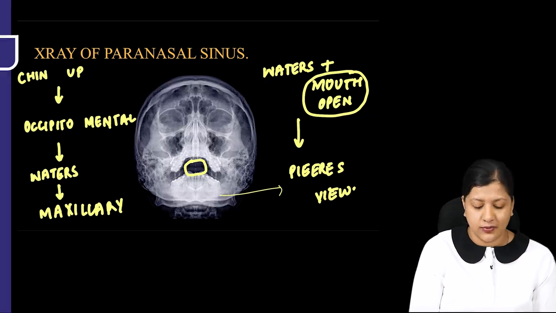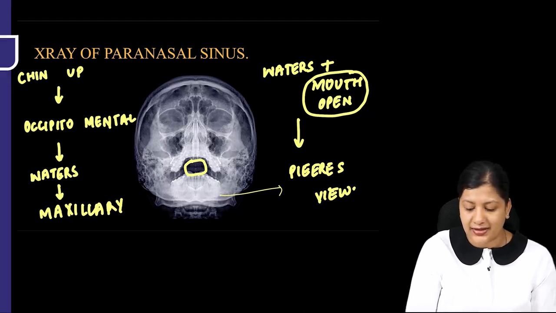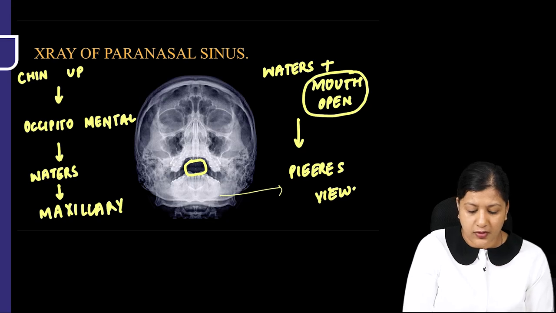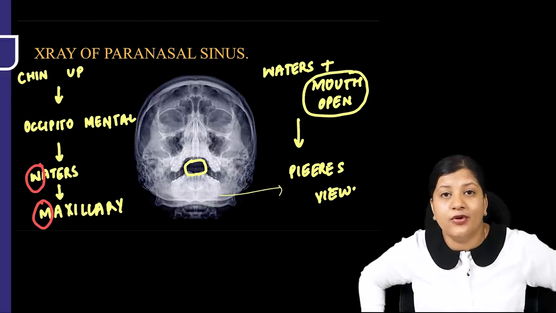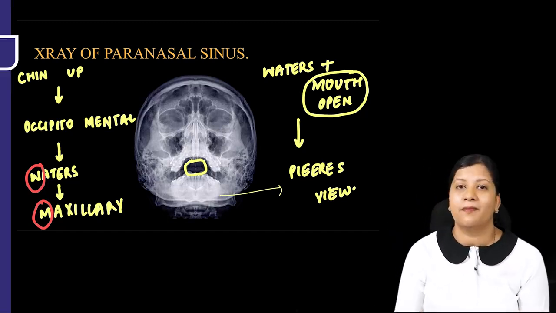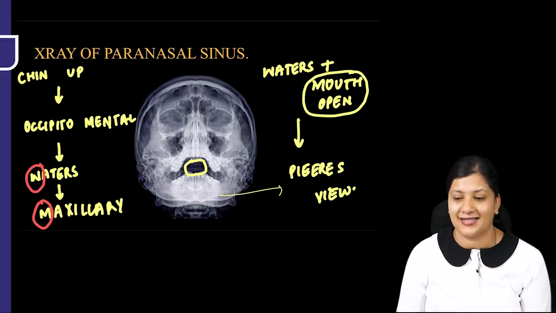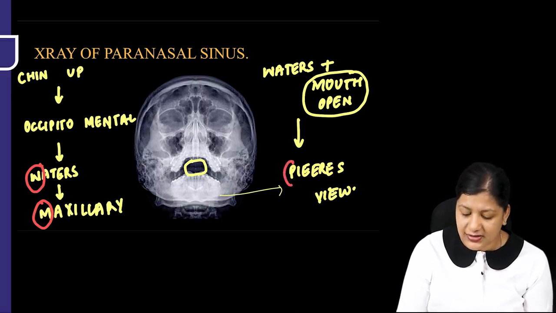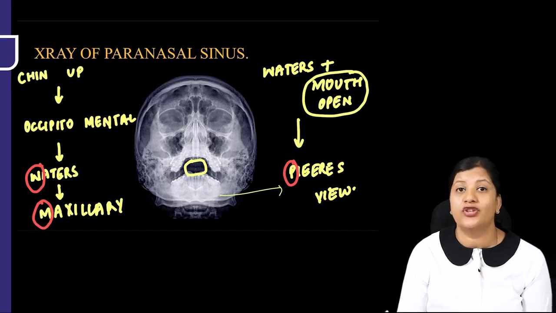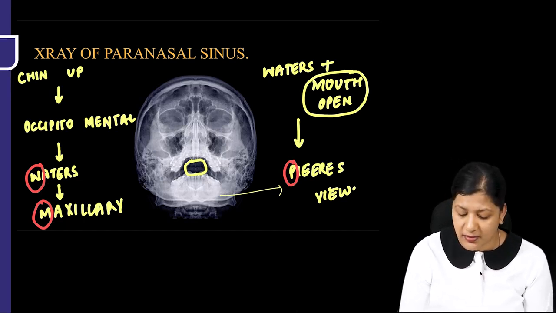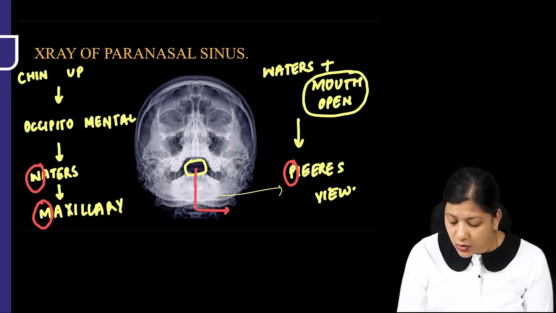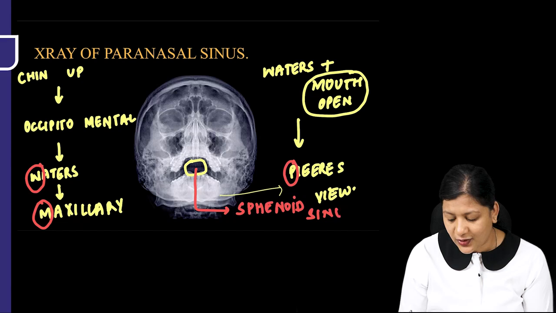Now, Waters view is the best view for the maxillary sinus. So Waters view is the best view for your maxillary sinus. So reverse W, you get M. So Waters view is the best view for your maxillary sinus. Whereas Pierre's view is the view used whenever you want to visualize the sphenoid sinus. So when the mouth is open, through the open mouth, what we see is your sphenoid sinus. So Pierre's view is for your sphenoid sinus.